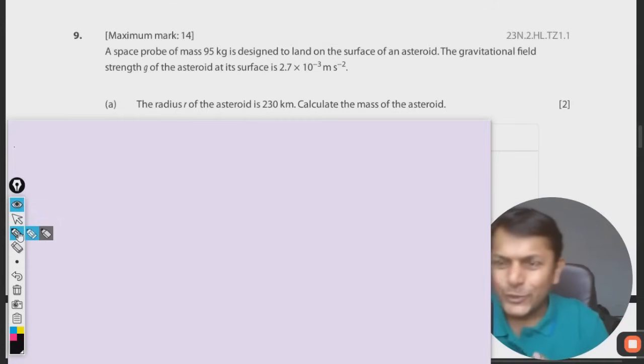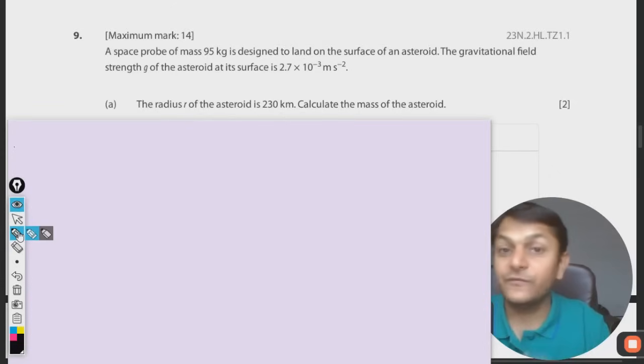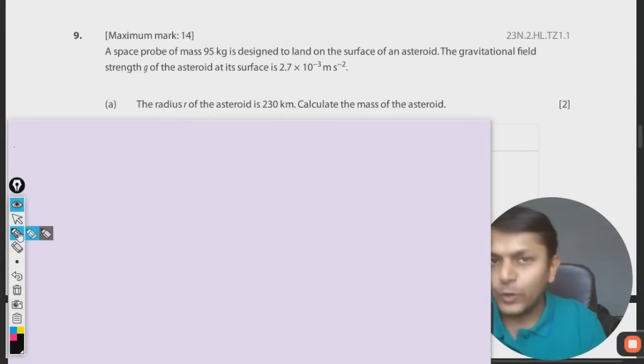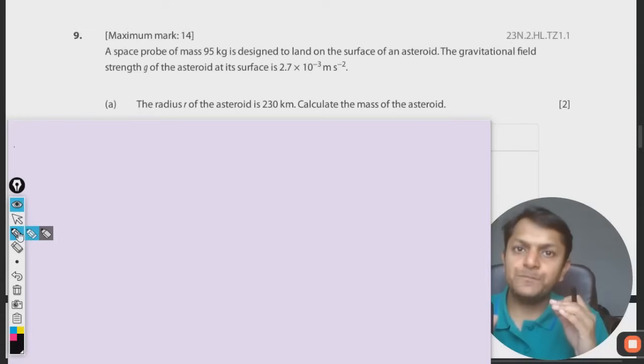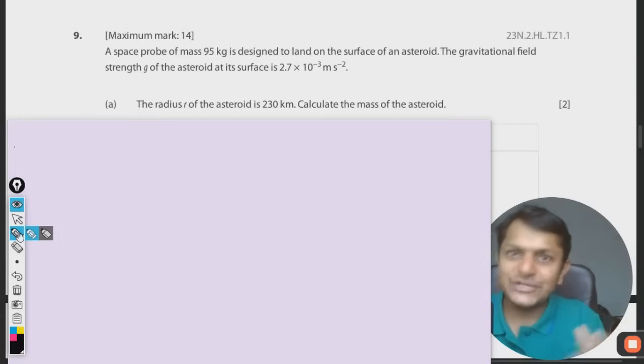Okay, dear students, so let us see this question. It's a very beautiful question, I would say. Typical IB paper 2 question, which is difficult to imagine but easy to do. So, highly conceptual. Let's see.